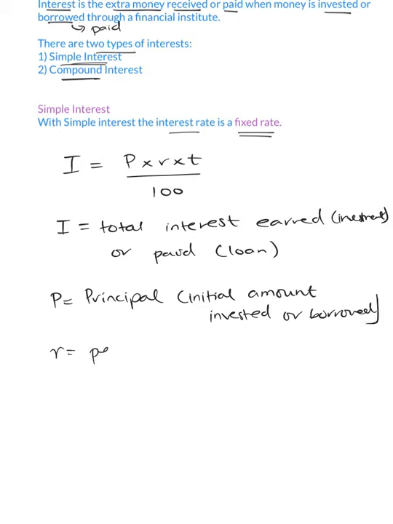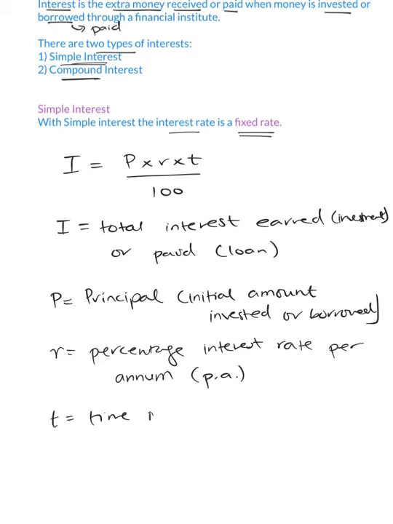R is the percentage interest rate, and it's per annum usually, and we can represent per annum as p.a. as well. And T is the time in years of the investment or loan. And we have to note that it is years.